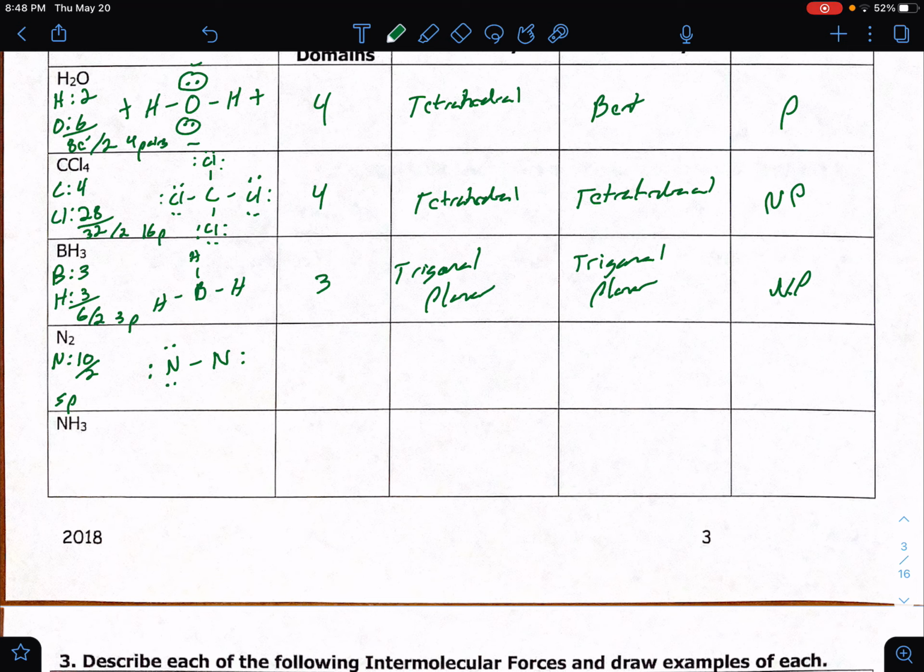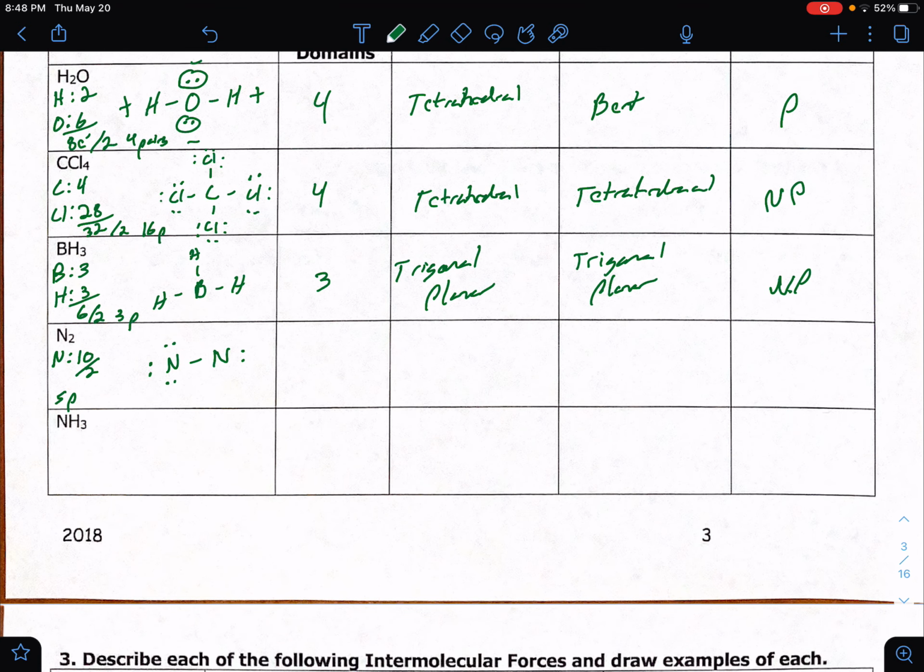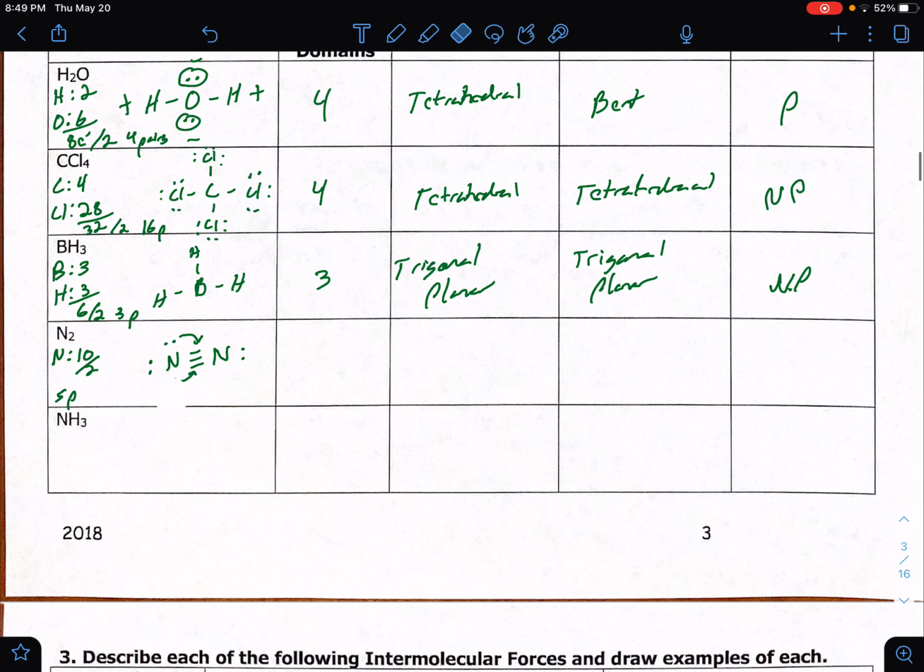If you look at this, one nitrogen's getting the good deal, and one's not. So what's going to happen is you're going to have to move 2 of these pairs over to share between the nitrogens. So these become a triple bond. That way each nitrogen is going to have its 8 electrons. Let me erase this and clean this up. I'm going to have to fix that.